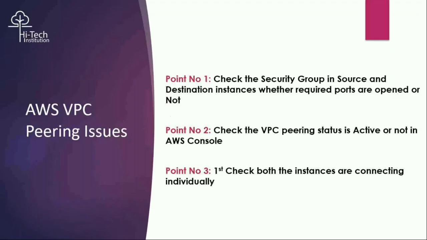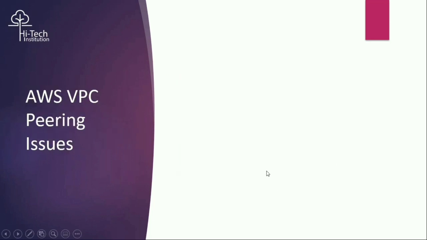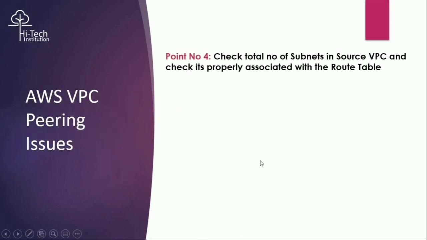Okay, for us, point 3 also works. We are able to connect individually. I can confirm the respective individual VPC level configurations are good. There is no problem in that. As soon as you have confirmed these 3 points, we are going to switch to check point number 4. In point number 4, what we are going to check? The total number of subnets in source VPC and check it's properly associated in the route table.